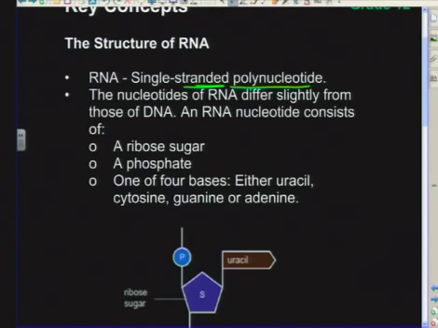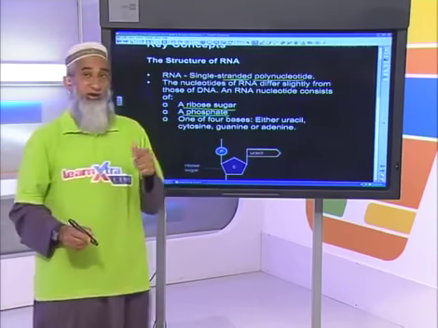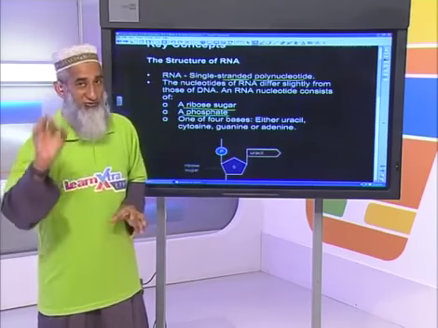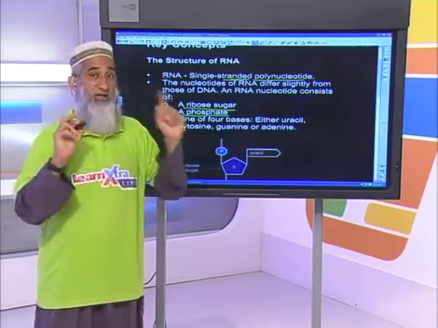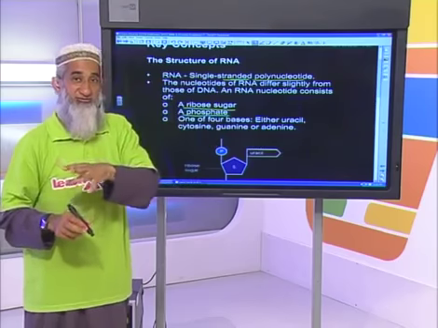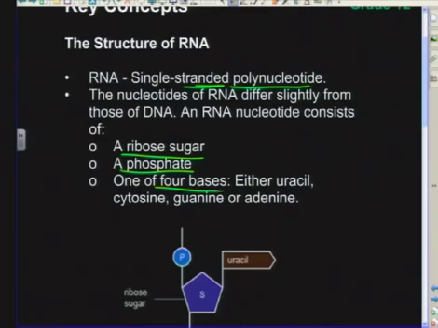An RNA nucleotide consists of a ribose sugar. In DNA, we had deoxyribose sugar. A phosphate: in DNA we had a phosphate, and we have a phosphate in RNA as well. Always look at similarities and differences, because they can ask you to provide the similarities and differences, or the similarities only or the differences only. And they have the 4 bases. In DNA we had 4 bases, here too we have 4 bases. We have either uracil, cytosine, guanine, or adenine.